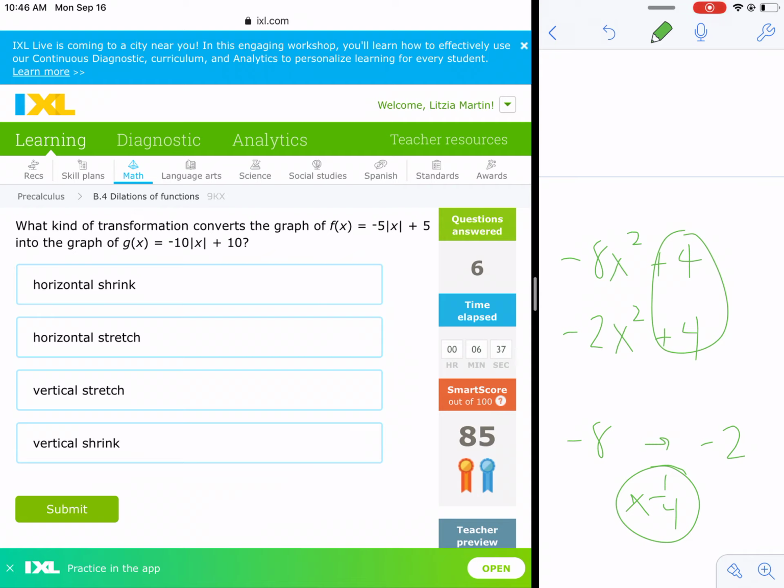Okay, so I'm going to stop here. Let me know if you have any questions. I know that dilations can be a little bit tricky, but once you get the hang of the rules, it will get a lot easier, I promise.